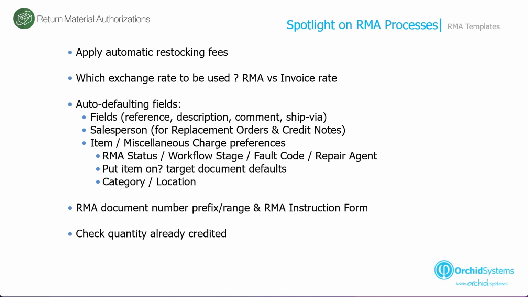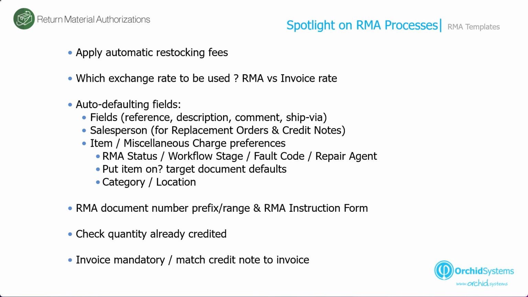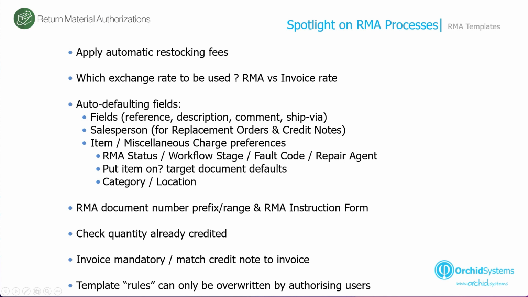So if you invoice 10, you can check that you don't credit more than 10 against that invoice. And you can make an invoice mandatory on your credit notes and always match your credit notes to invoices. And these sorts of template rules can only be overwritten by authorizing users.